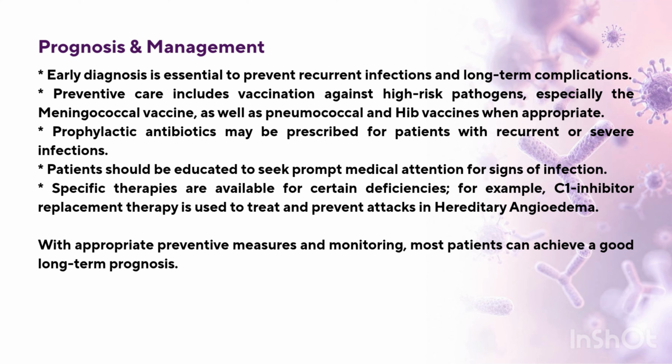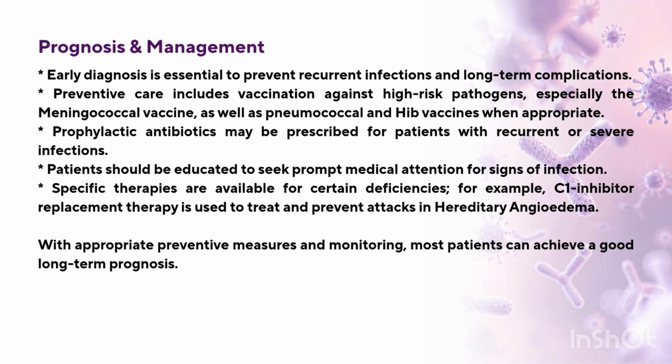Vaccination plays a key role, especially against high-risk pathogens such as Neisseria meningitidis, Streptococcus pneumoniae, and Haemophilus influenzae type B. For patients who experience frequent or severe infections, prophylactic antibiotics may be prescribed to reduce the risk of future infections. Patients should also be educated to seek medical attention whenever signs of infection appear.